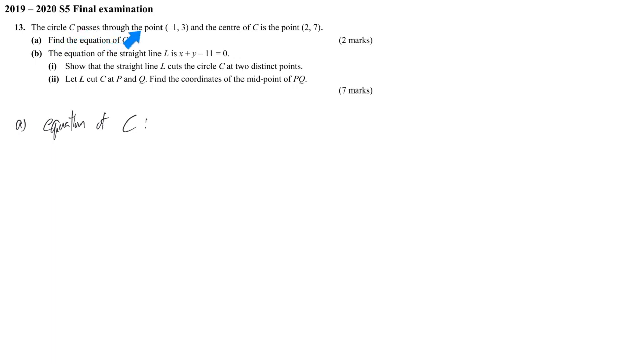There is a circle passed through the point (-1, 3), and also there is a center (2, 7). To be honest, this is the easiest type of equation of circle. To handle this, you should draw properly that they pass through (-1, 3), so maybe approximate here. And then the center is (2, 7), so (2, 7) may be somewhere here.